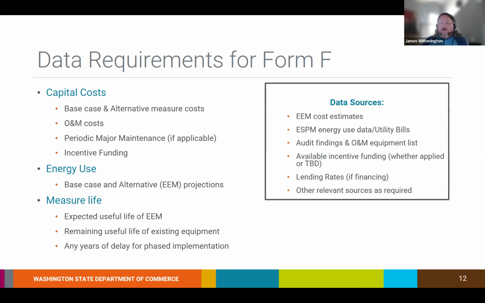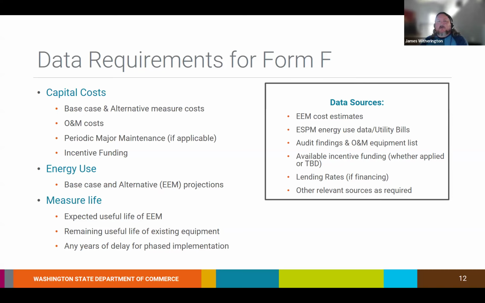There's the capital cost, which includes the base case and alternative measure cost. For the base case, that's where there's a code minimum or like-for-like replacement. You would need to have that capital cost component to it. The O&M cost, also for base case and alternative. Any periodic major maintenance, if applicable, and I'll explain this a little bit when we get to the form, and any incentive or tax rebates.